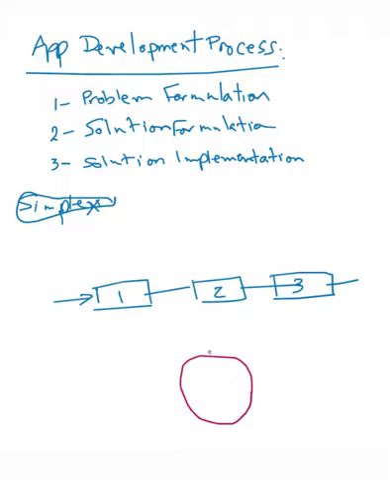Imagine a circle like this, and we start with step number one occupying that space of the circle, and then step number two occupying that space, and then step number three. If you start with step number one, the problem formulation, moving into the solution formulation, then moving into the solution implementation, you notice that we're going in a circular fashion. Once you've done the solution implementation, you are ready to start another problem formulation. In fact, this is also called cyclic or iterative.